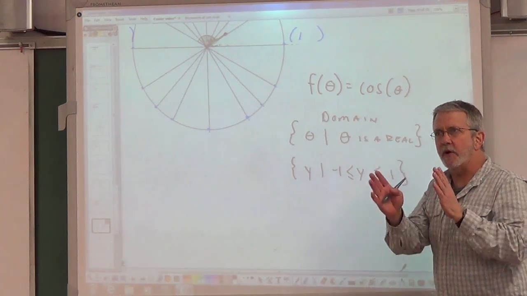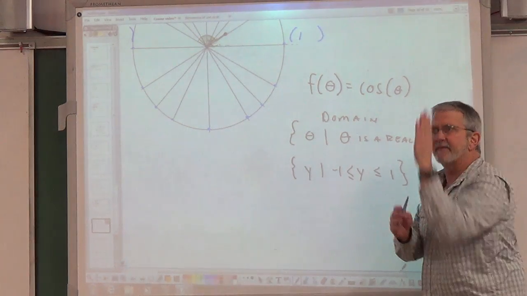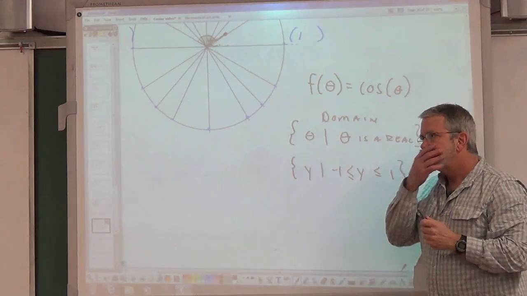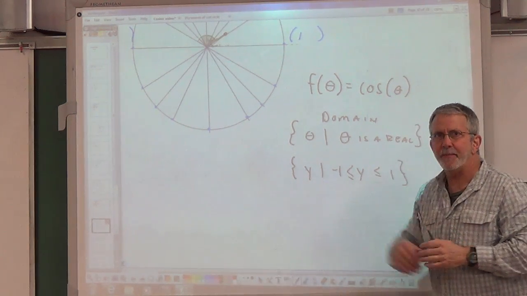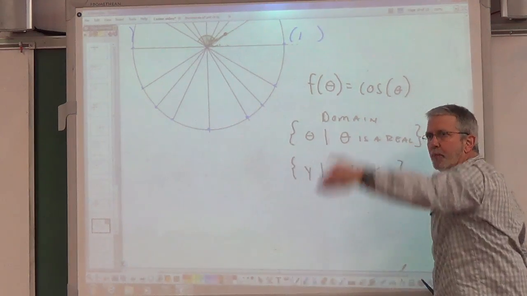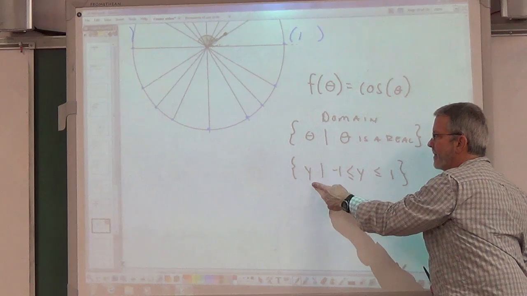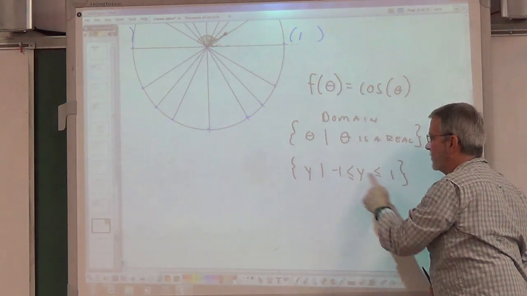And when we talk about functions, right now anyway, the y, the vertical axis, is going to be dependent on the x, independent. And so our y is going to be our vertical output, dependent. Our output's going to be cosine, so our y value is going to be -1 to 1.